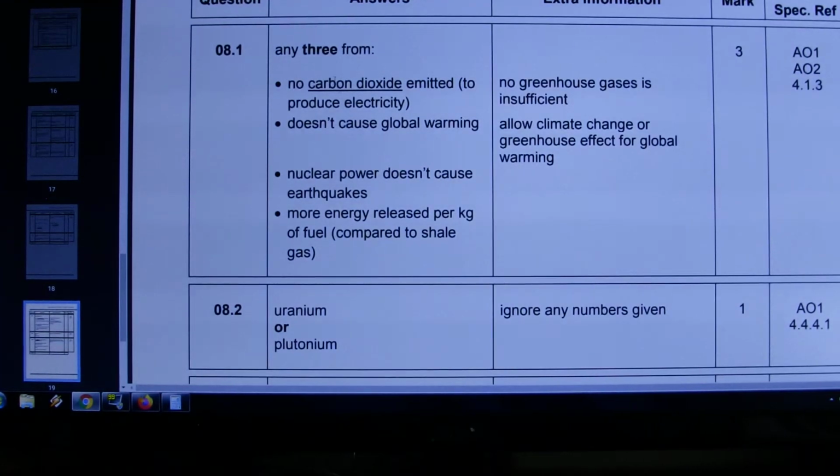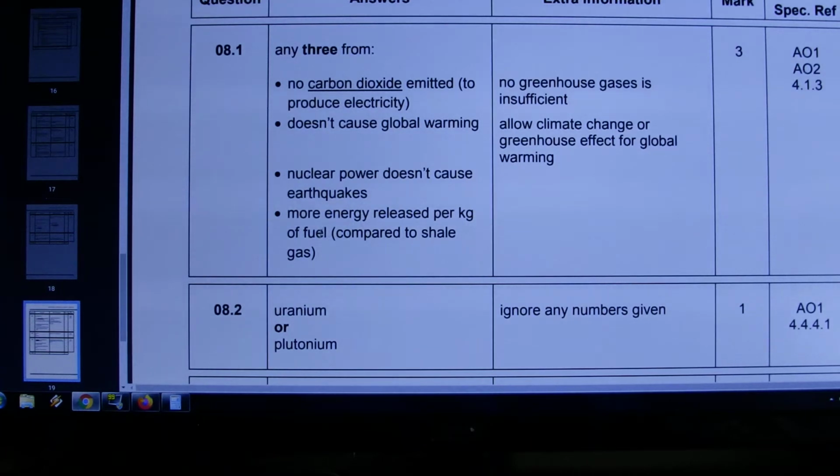Any three from: no carbon dioxide emitted. Just saying no carbon dioxide emitted when the question said shale gas gives off carbon dioxide, burning shale gas gives off carbon dioxide, doesn't cause global warming, that's a reason. Doesn't give off carbon dioxide, someone's just going to say, so what? Nuclear power doesn't cause earthquakes, indeed.